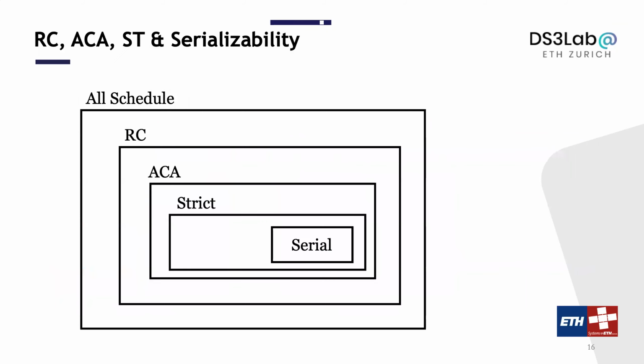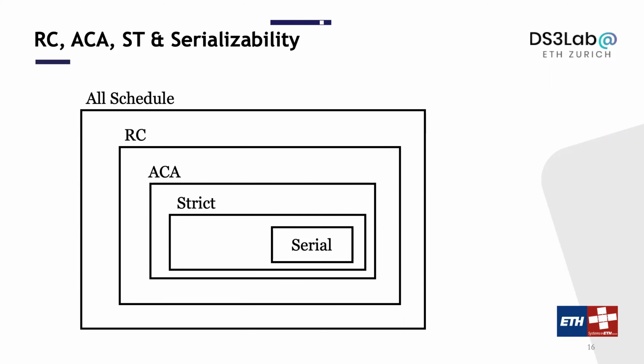Okay, so if you put them together, we have this. In the center we have the serial schedules, that is, scheduling transactions one by one. It's already recoverable because you are doing them one by one. Then you have the strict schedule, which contains a little bit more than serial, and then you have ACA, you have recoverable, and you have all the possible schedules.